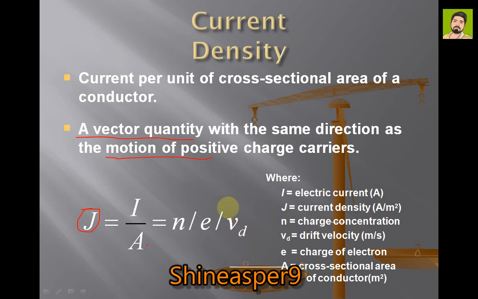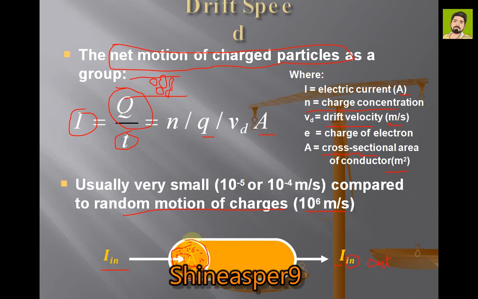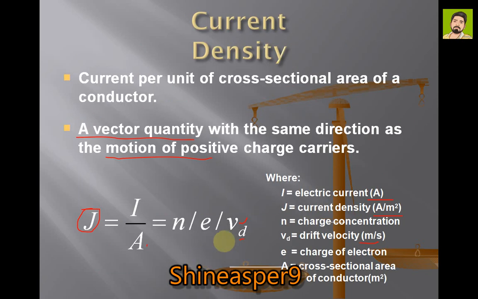In an MCQ question, you may be asked what V suffix D is. You have to choose drift velocity, and its unit is meter per second. Current density is ampere per meter square, because the cross-sectional area is meter square. Now move to the next slide.